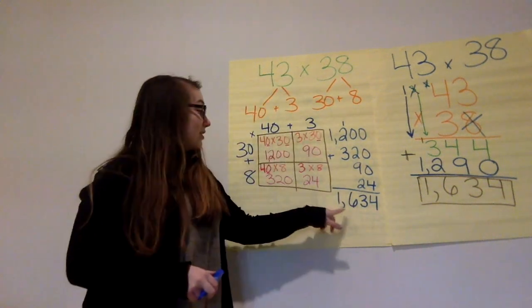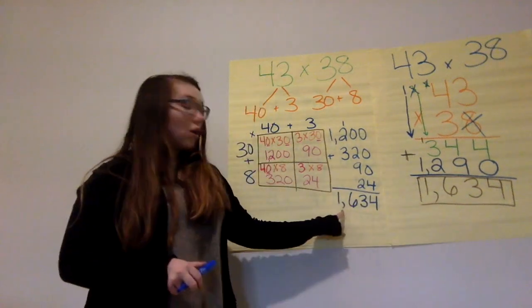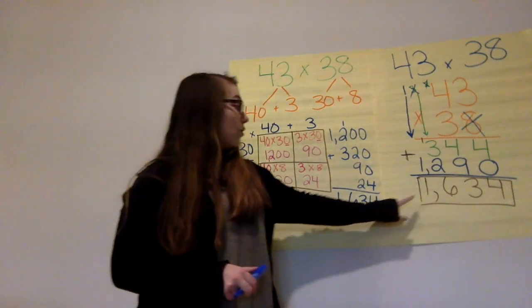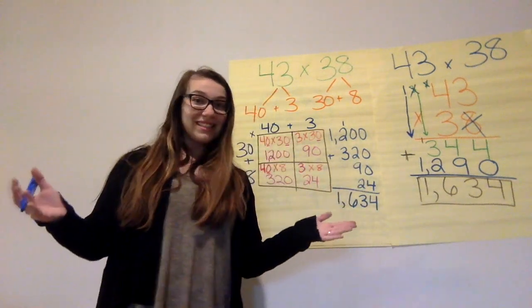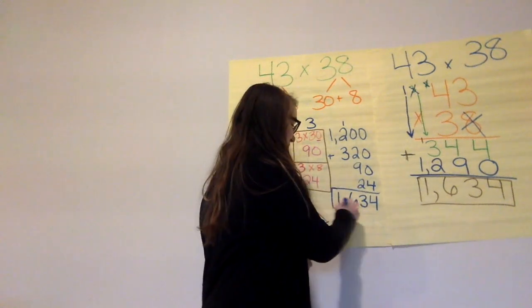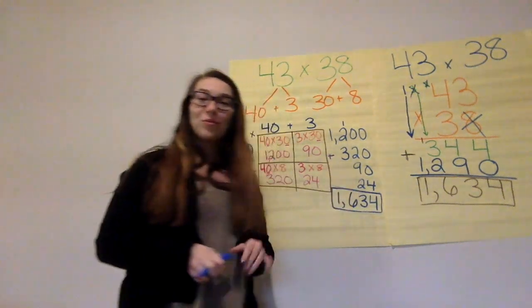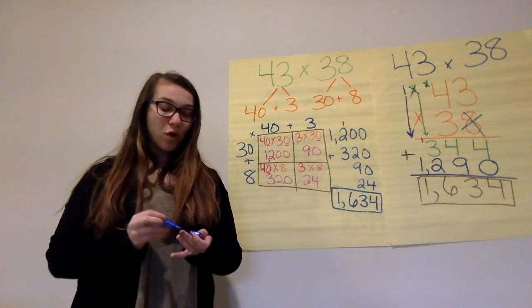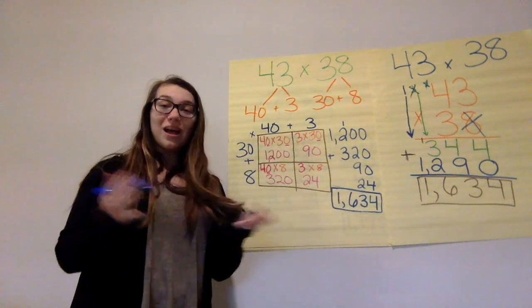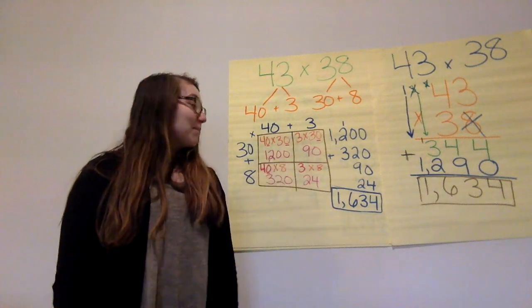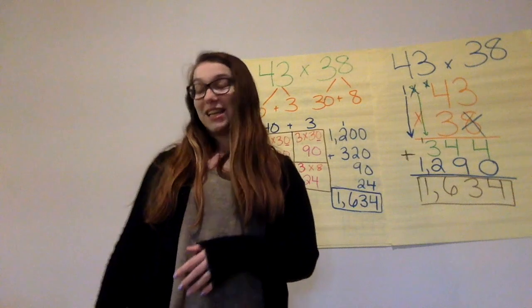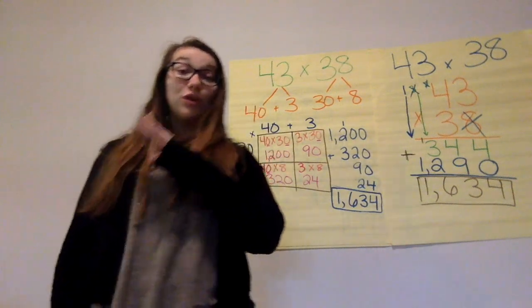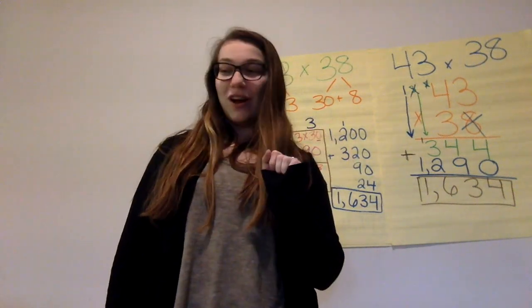All right, so let's look at our answers. Let's compare them. 1,634, 1,634. Are they the same? I would say so. We have the same answer for both. Very good job. So I bought 1,634 springs for my precious kitty. Whew! She will not be getting any more springs for a while.